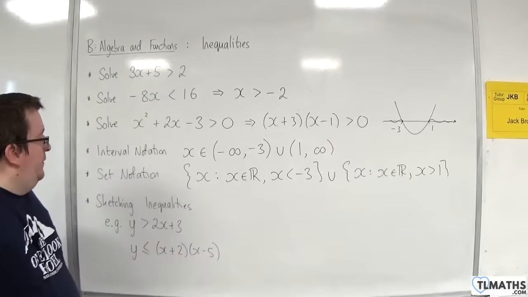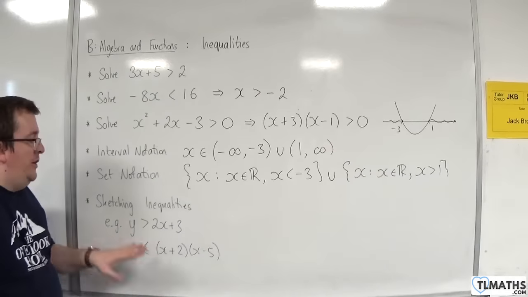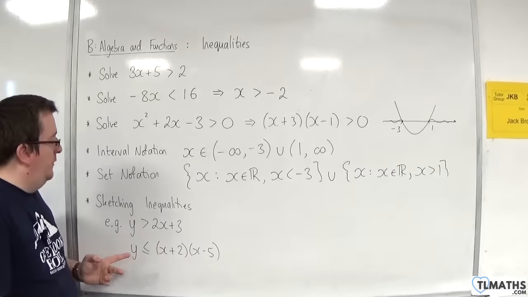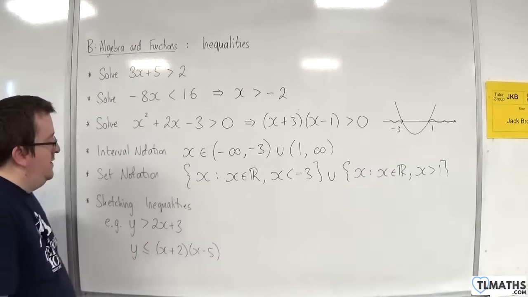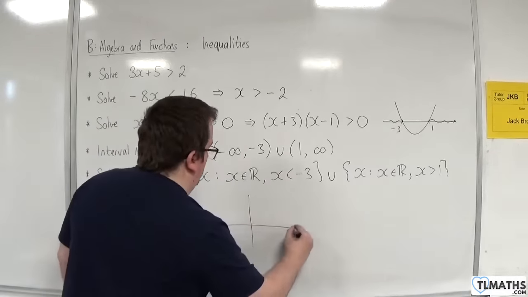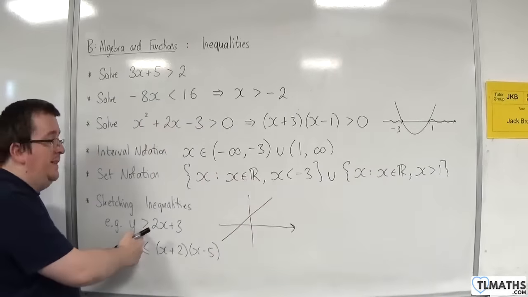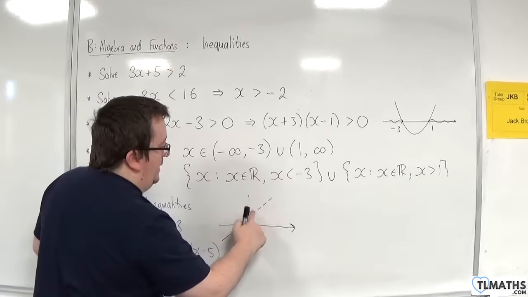Sketching inequalities. So this is essentially sketching. Can you sketch a straight line, but recognize what region that you are considering? So here, y is greater than 2x plus 3. So a simple sketch. Here's your line. Now, because it's greater than, we want that to be a dashed line.